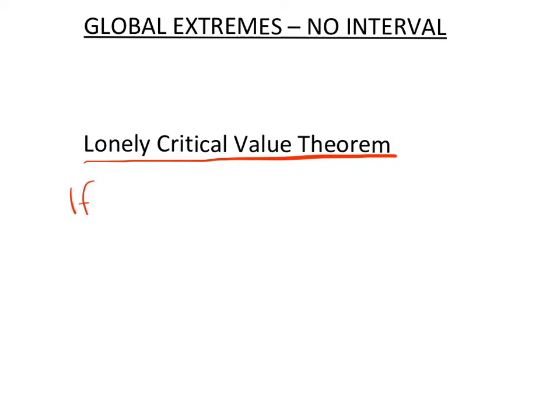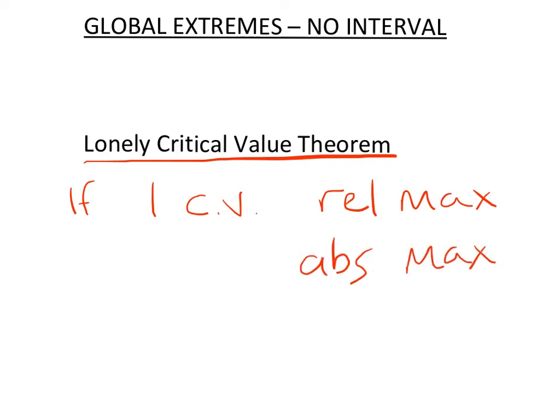If your function has one critical value, and that critical value is a relative extreme, it is guaranteed to be the absolute extreme as well. So, to recap, if you have one critical value, and you can show that that critical value is a relative extreme, you are guaranteed that it is an absolute extreme.